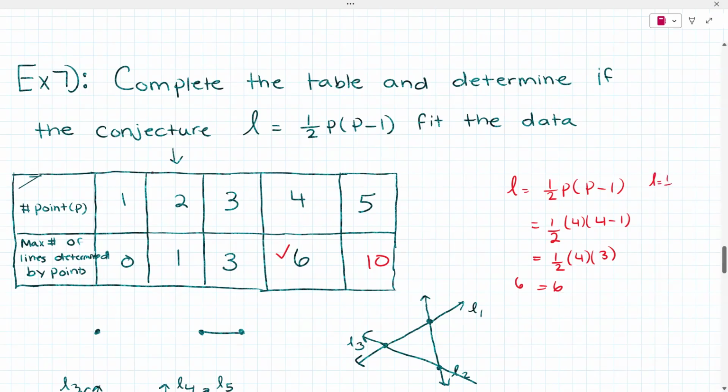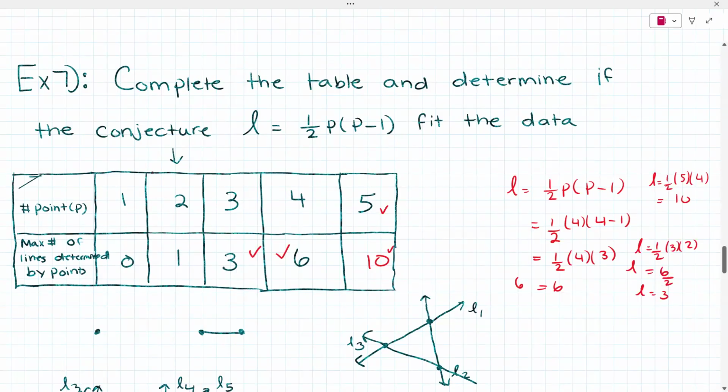L equals 1/2, and then 5 times 5 minus 1 is 4. 5 times 4 is 20, divided by 2 is 10. So yeah, that works. What about 3? It would be 1/2 times 3. 3 minus 1 is 2. 3 times 2 is 6, divided by 2. That would be 3. Yes.